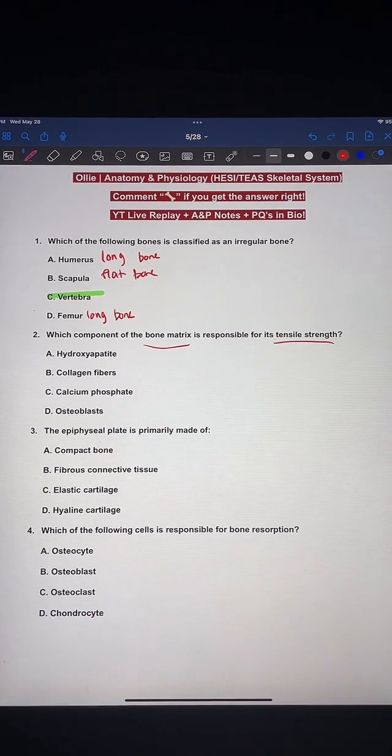We are on number 2 now. Which component of bone matrix is responsible for its tensile strength?